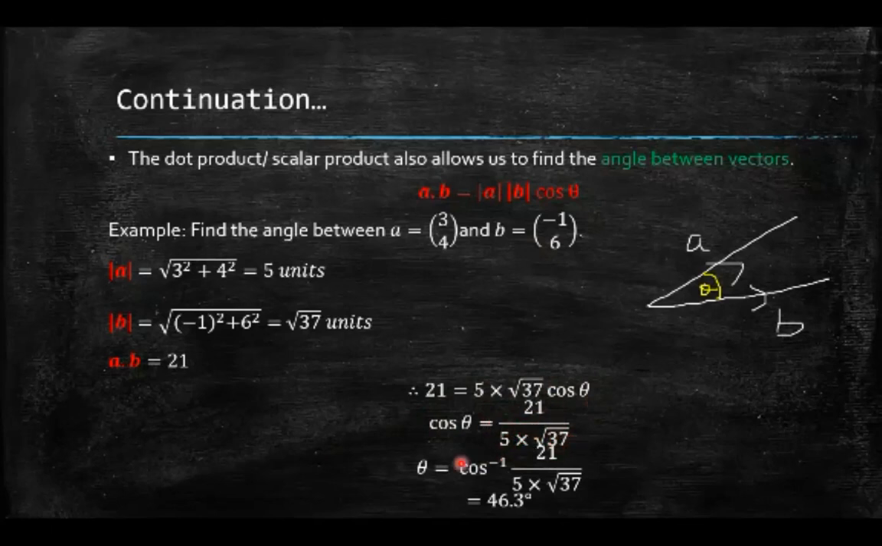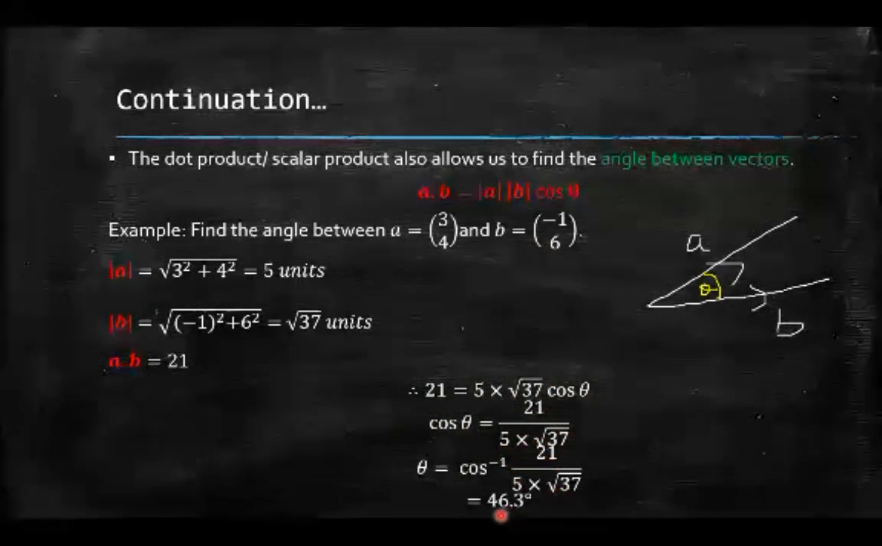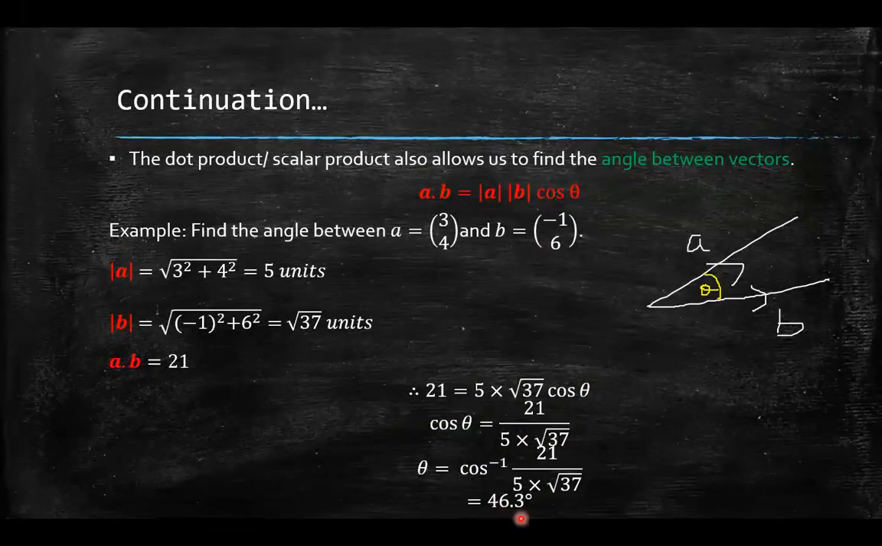And in order to find the angle, we know that we need to find the inverse. So it's cos inverse of this value here, and you would get 46.3 degrees. Notice the angle is in degrees, right? So there's no need to put your calculator in radian mode. Do you understand that?